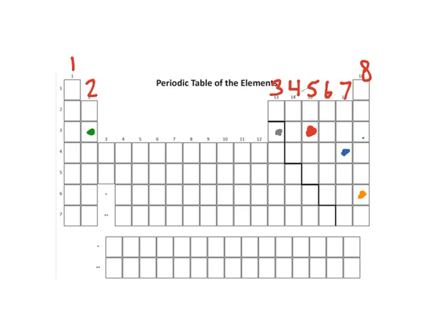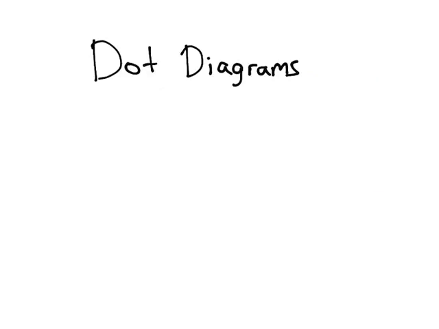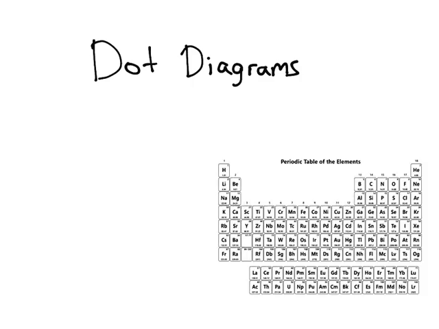Now counting these is useful because it lets you draw dot diagrams for these atoms. So I've thrown a more detailed periodic table on the screen. When you go to draw a dot diagram, they're really quite simple. Let's say we want to draw one for magnesium. You just start by putting the magnesium symbol, find magnesium on the periodic table, it's right there, and then we just saw that this column has 1 valence electron, so magnesium's column has 2 valence electrons.